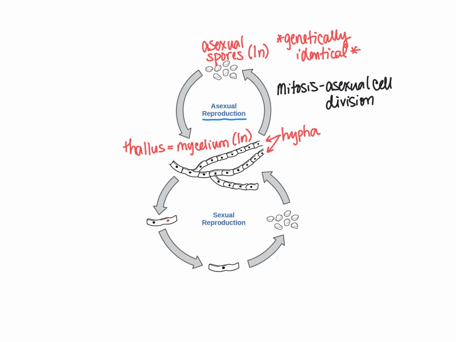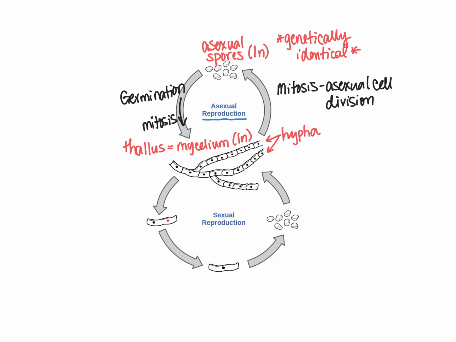Now, these spores can then be released into the environment and they're going to land on different surfaces. And if they find a surface conducive to growth, they might go through the process of germination. And during germination, essentially what happens is that those spores, in this kind of favorable environment, are going to go through mitosis in order to form a new mycelium.